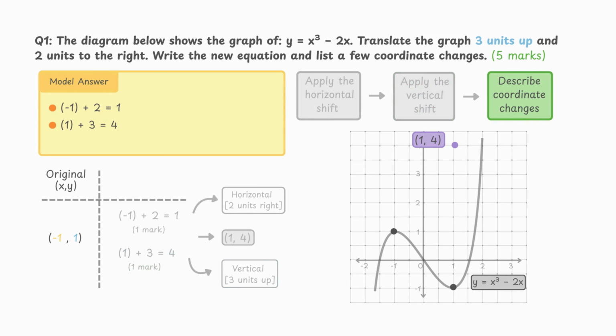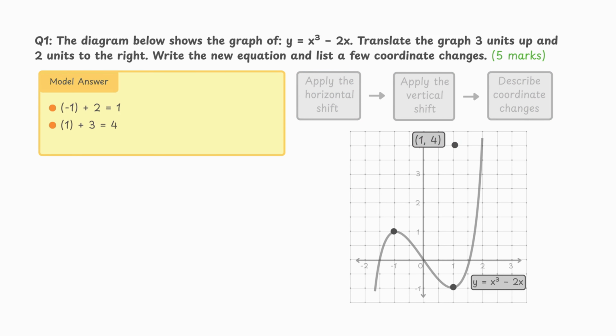Now let's move to step 3. Describe the coordinate changes. The table shows original x, y. Translated, x plus 2, y plus 3. This tells us that every point on the graph follows the same movement. Every x-coordinate increases by 2 and every y-coordinate increases by 3. This earns 1 mark for correctly describing the coordinate changes.